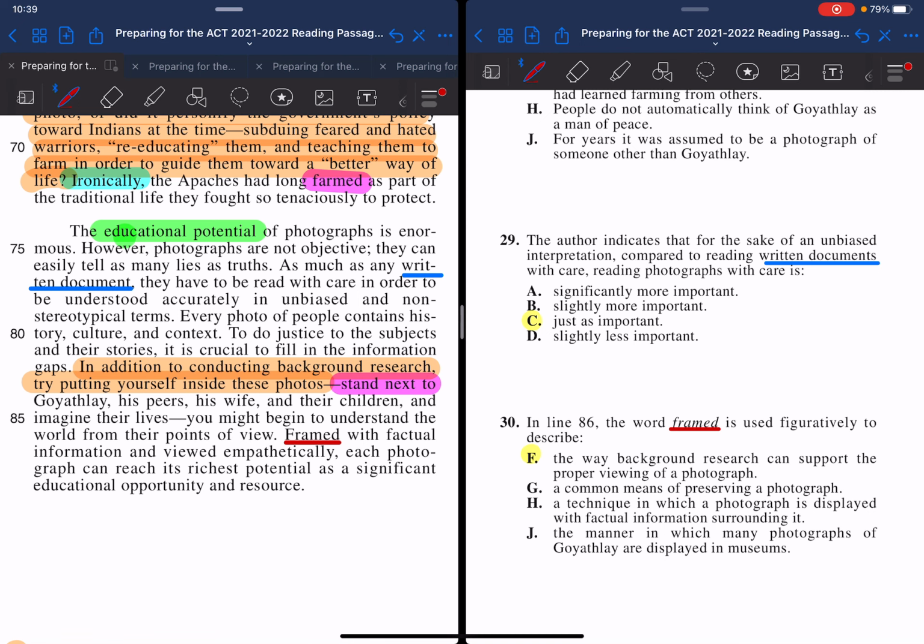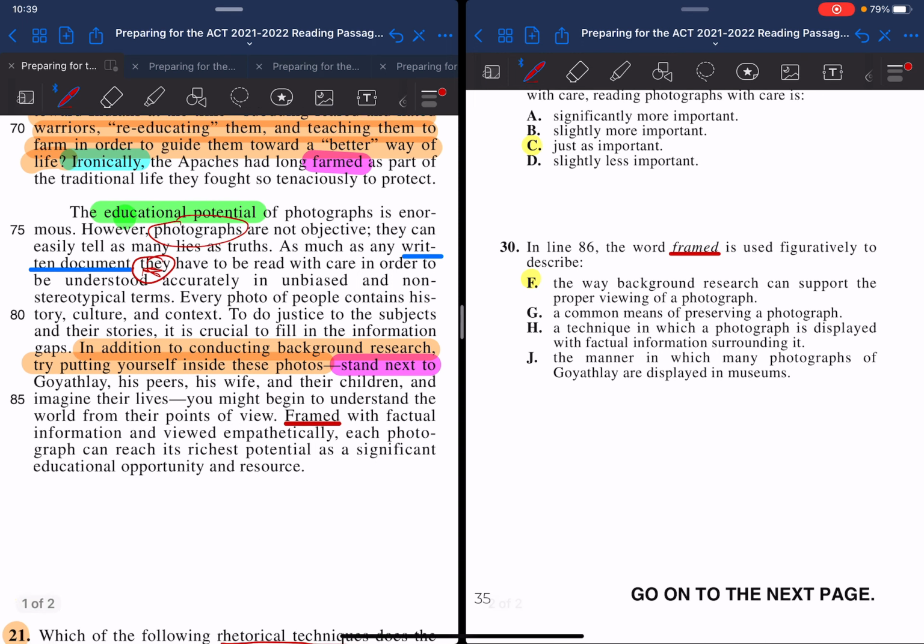So here in the passage, in line 76, it says, as much as any written document, they have to be read with care in order to be understood accurately. So they is referring to photographs. So when it says they, we're talking about photographs. So they, photographs, have to be read with as much care. So that's why it says just as important.